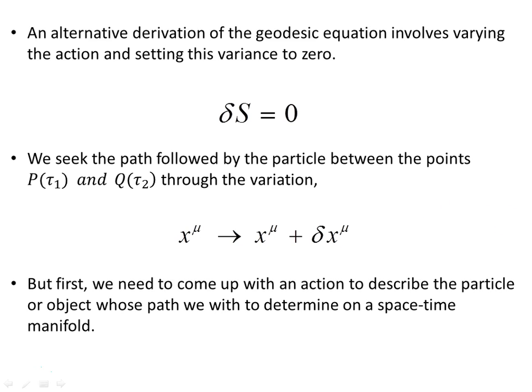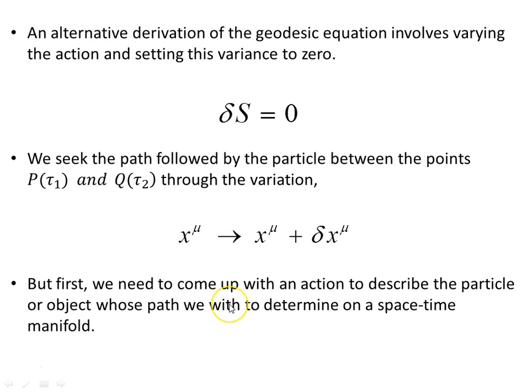So we seek the path followed by the particle between the points P at some time tau 1 and Q at some time tau 2, where tau is the proper time measured by the particle as it moves along its trajectory. So that's the proper time measured by a clock that it carries with itself. And we're looking at variation x mu, where it undergoes x mu plus delta x mu, so some variation in the coordinates in its path, and then setting that variation to 0 to see how to determine the path that the object actually follows.